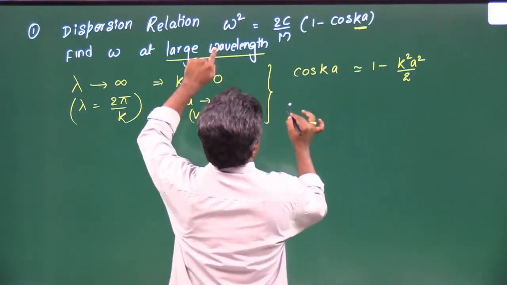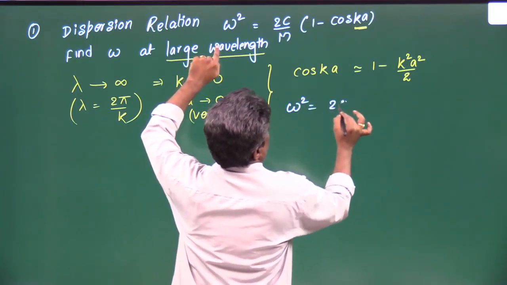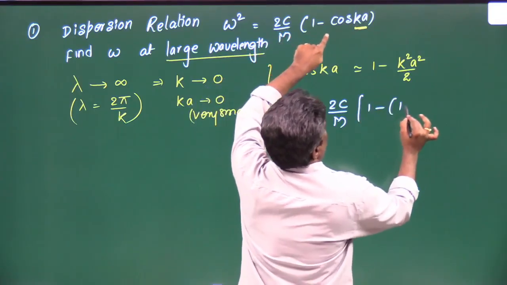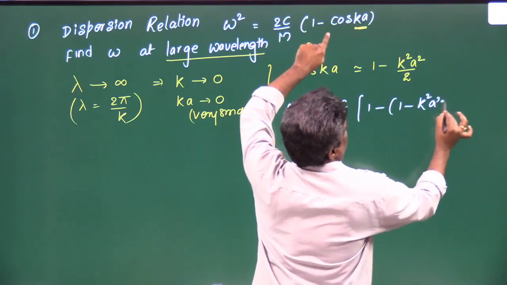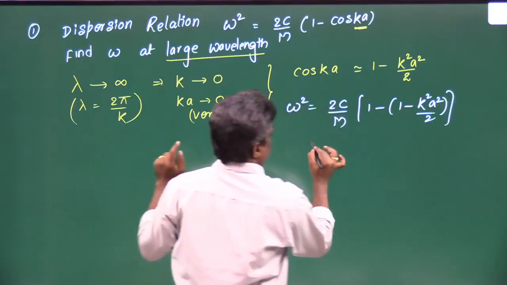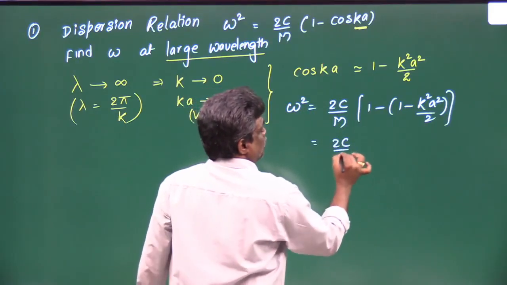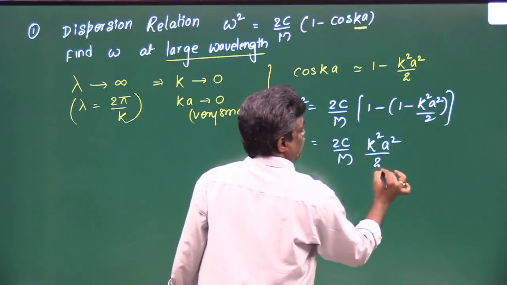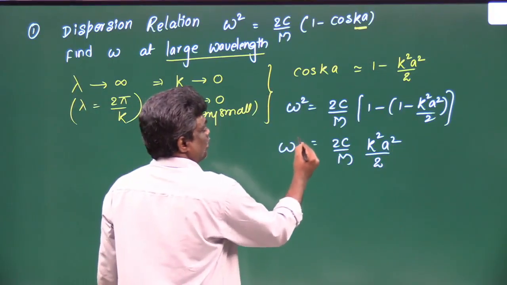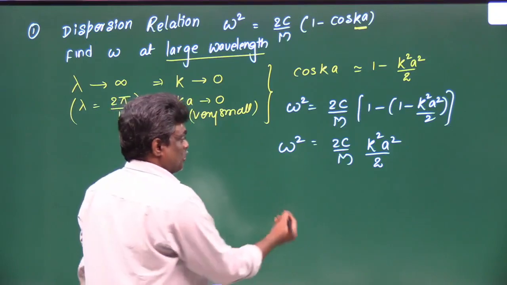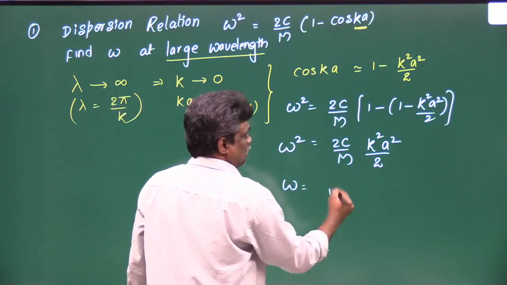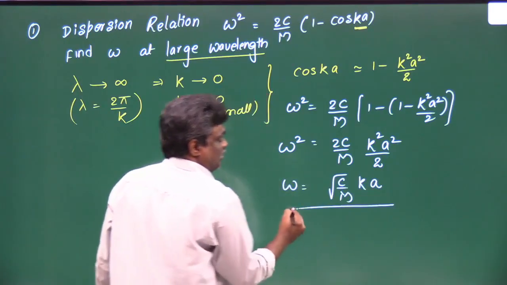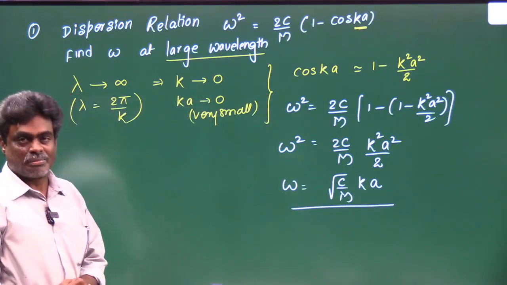Now, omega square equal to 2c by m into 1 minus k square a square by 2. So that 1 gets cancelled, and we have 2c by m into k square a square by 2. This is omega square. So finally we can write omega equal to under root c by m, because the 2 gets cancelled, into ka. That's it. Very simple.